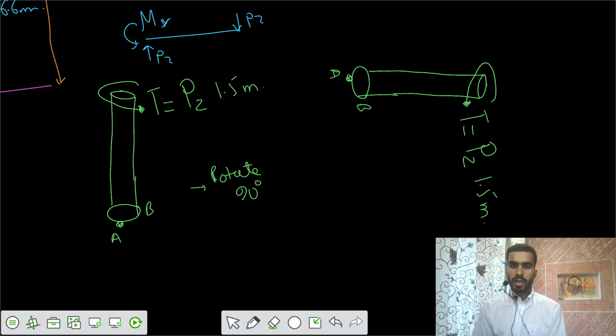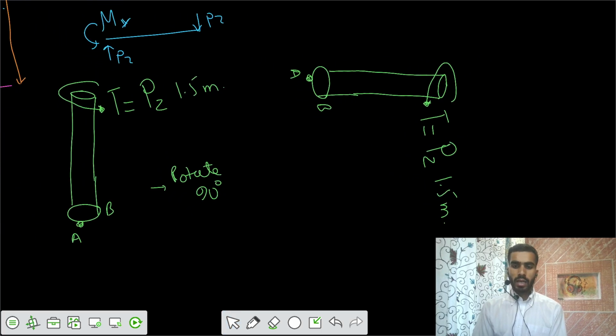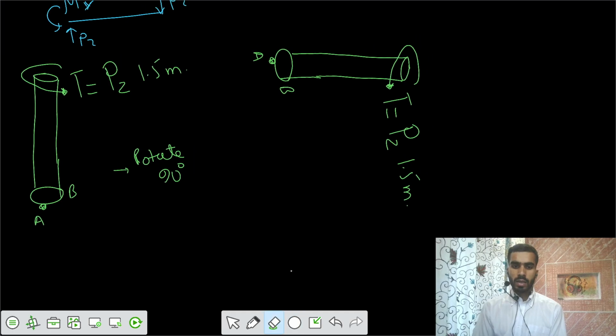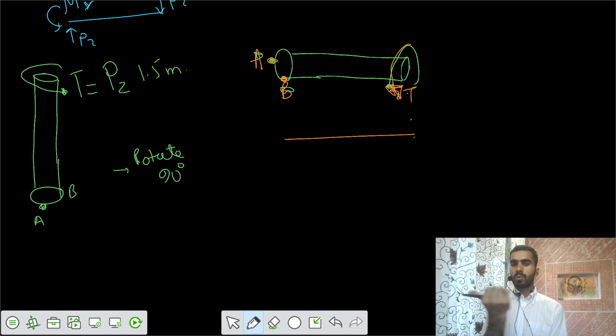Finally, if you want to do its analysis, let's remove this part now. Your point A has reached here, and this point B has reached here, and you are applying an anti-clockwise torque T. Here the resistance would be, T is in this direction, so the thumb is pointing away. So there we have in this way, and here we have in this way.